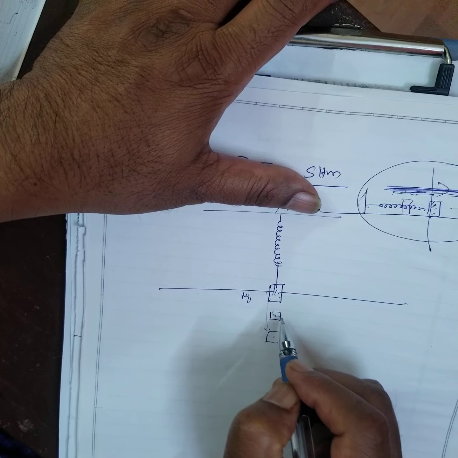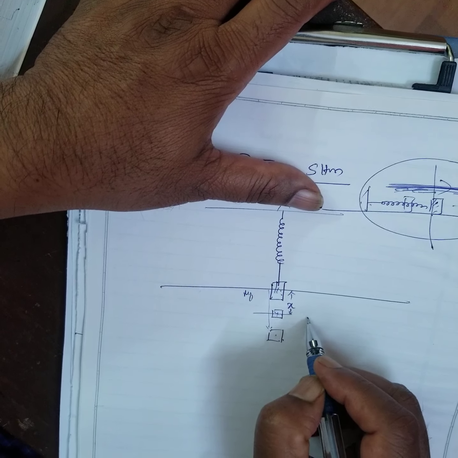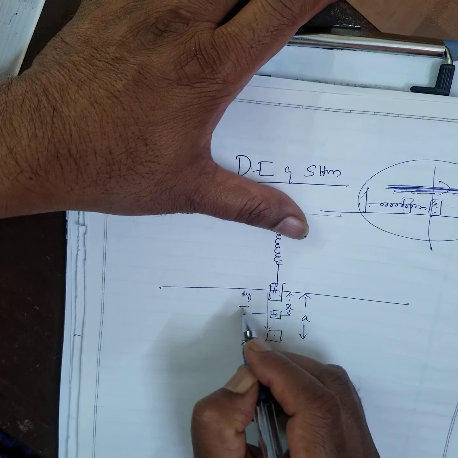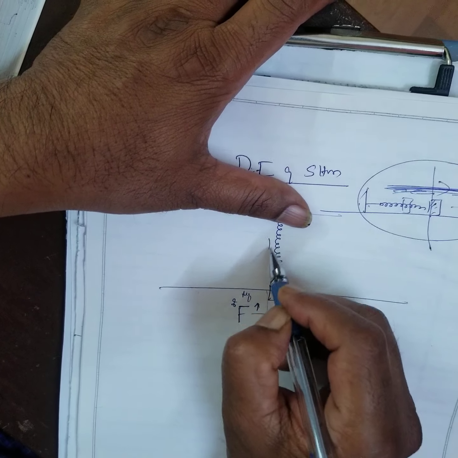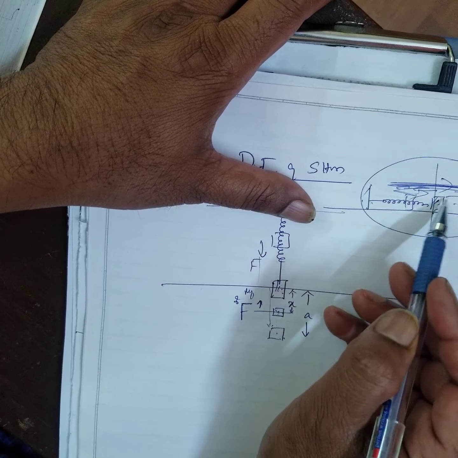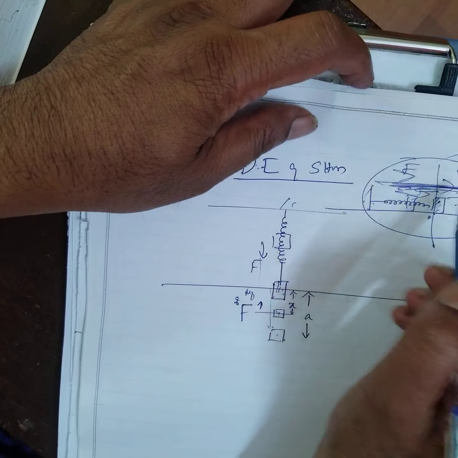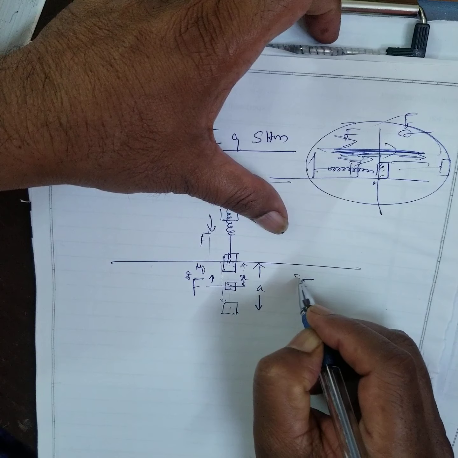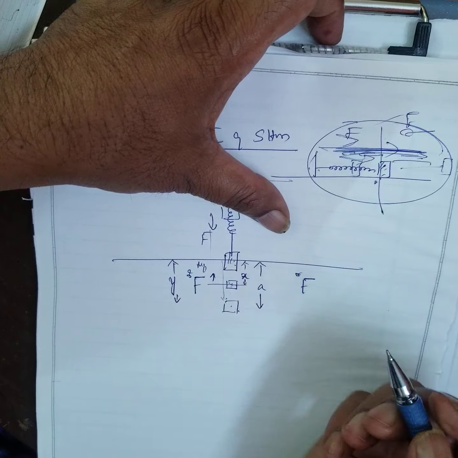This is the particle at any position, where x is the displacement from the mean position. This is the maximum displacement from the mean position. Then what will happen? The restoring force is towards the mean position. The body comes here, and again the restoring force is in this direction. Here also it is the same. The restoring force is towards the mean position on either side. Therefore, here I can write y as the displacement instead of x.